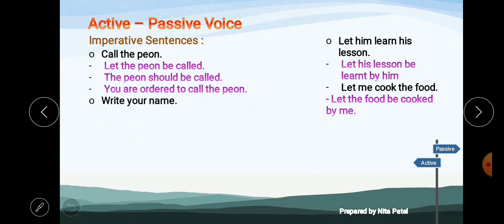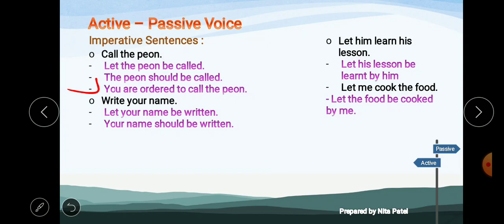Write your name. Let your name be written. Let your name be written. Okay, now another one. We'll go with this, your name. Your name should be written. Your name should be written. Now let's use this third, order or requested. So you are requested, no one can order you, right? Anyone, a teacher can order you. You are requested to write your name.